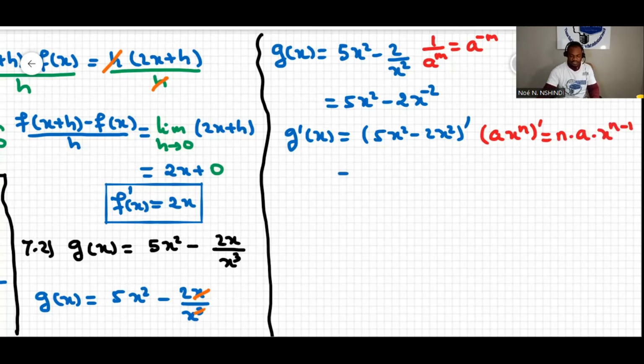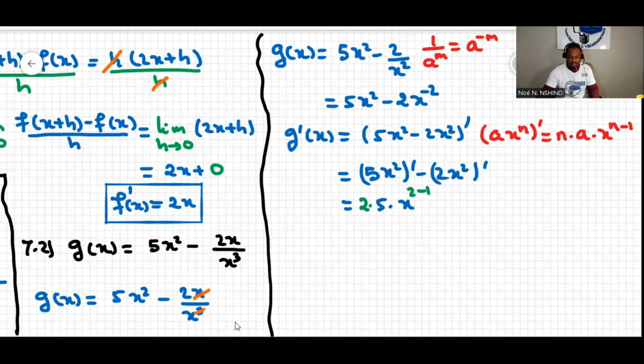Now, over here, we're going to work out the derivative of 5x squared minus 2x to the power of negative 2. Applying the formula written in red there, this will be 2 times 5 times x to the power of 2 minus 1, and then minus, I forgot to put the negative sign there, it's negative 2, minus negative 2 times 2 times x to the power of -2 minus 1.